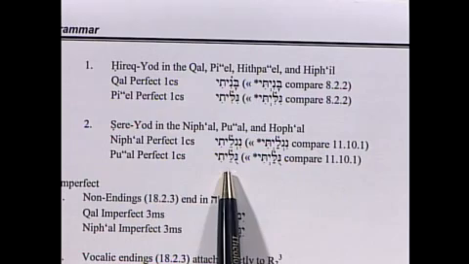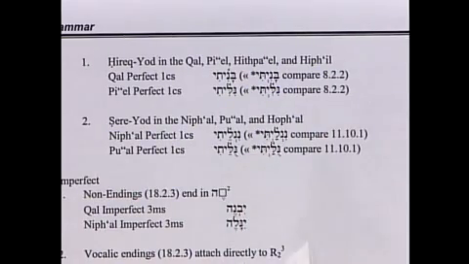Now, there's exceptions to this. Sometimes you can see a tsere yod for a PL or so forth, and sometimes you can get the hirik yod down here with a nifal, pual, hofal. So sometimes there can be little differences, but in general, this is what is correct. So for all of your perfects, this is the way we're going to approach these.